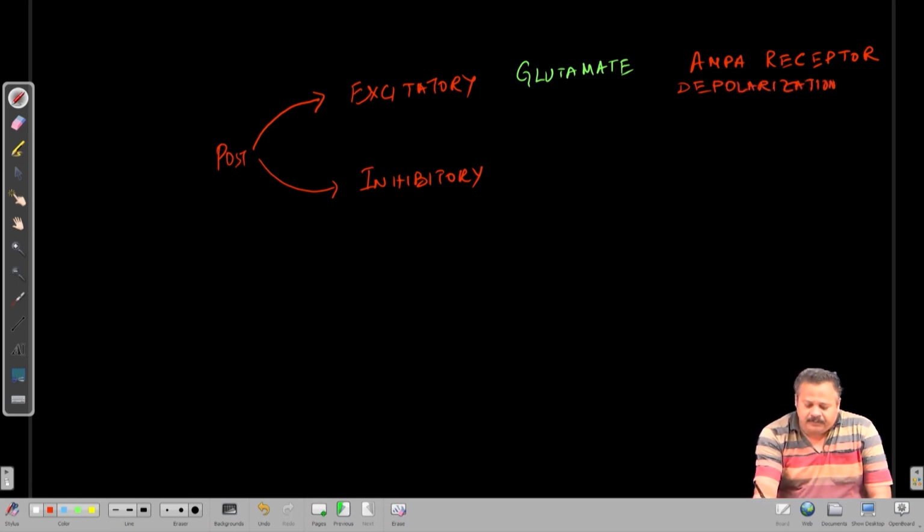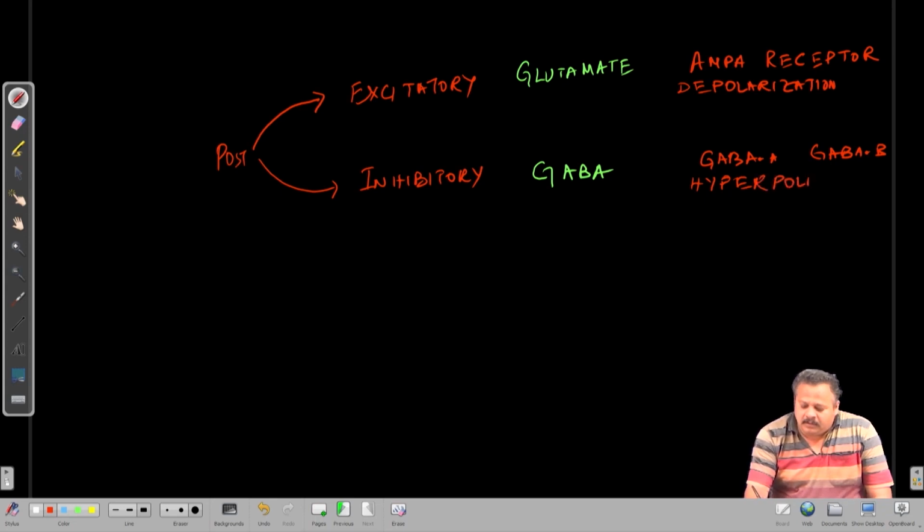Similarly, we have talked about the presynaptic side's neurotransmitter as GABA. Then in the postsynaptic side, if we have GABA A receptors or GABA B receptors, we get a hyperpolarization in the postsynaptic side. And that is because of a chloride current that goes into the neuron. In the excitatory case, it is cations, mainly sodium, and some amount of calcium flowing into the neuron.